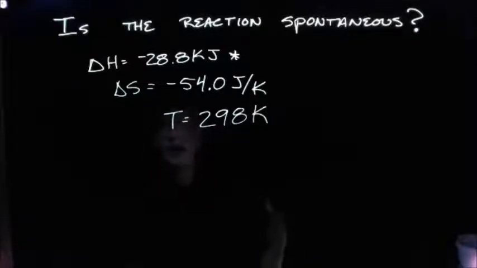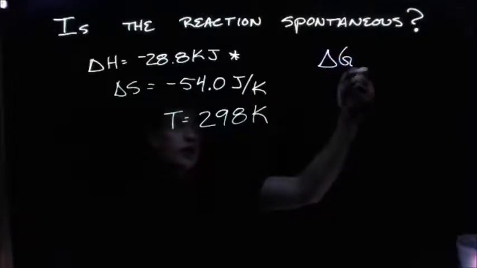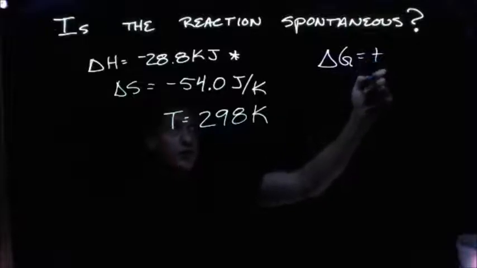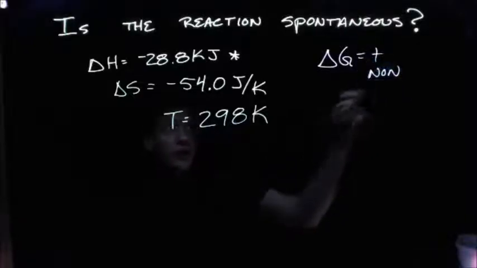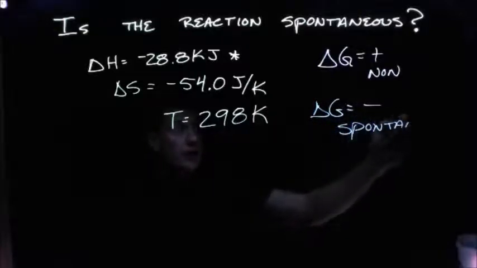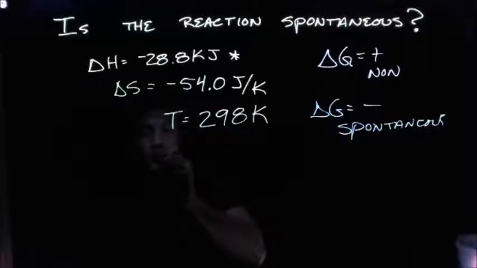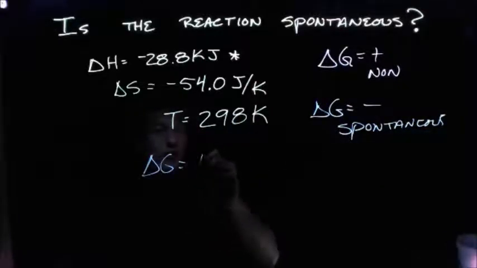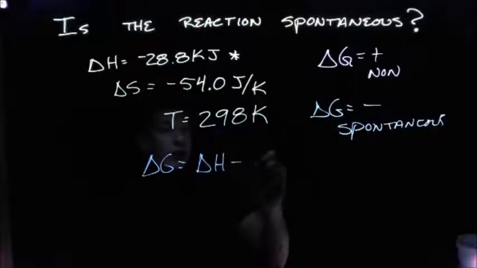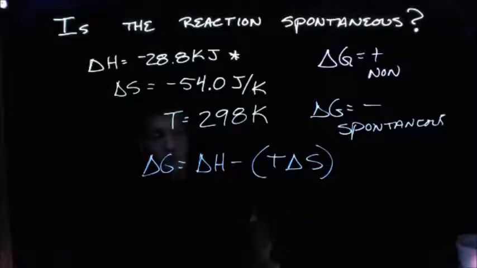So whether or not a reaction is spontaneous is all contingent upon the Gibbs free energy, so that's delta G. If delta G is positive, then it is going to be non-spontaneous, and if delta G is a negative value, then it will definitely be spontaneous. The equation for calculating delta G is delta G equals delta H minus temperature times delta S.